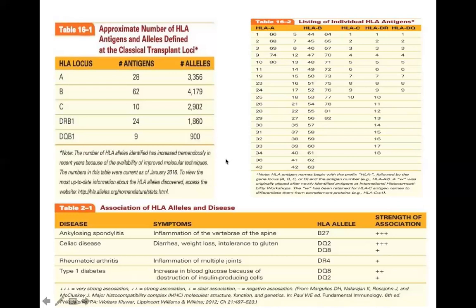So the table on the bottom is telling us that depending on the exact alleles you inherit, you may be more susceptible to certain diseases. It doesn't mean you develop the disease, it just means there's a greater chance that you could. So let's go through the examples that are seen here. If you've got HLA-B27, there's a very strong association with the development of this disease called ankylosing spondylitis, which is basically a severe inflammation of the vertebrae of the spine.